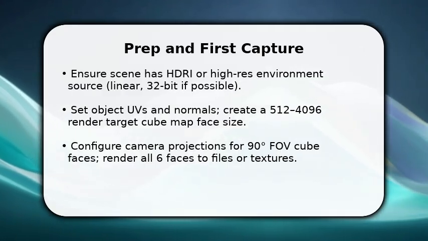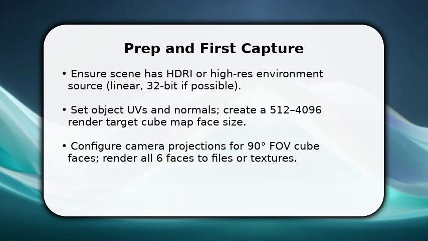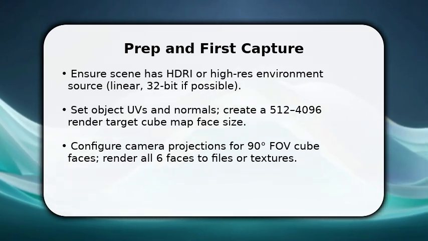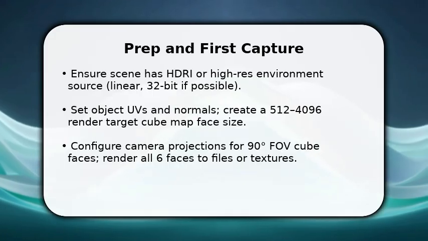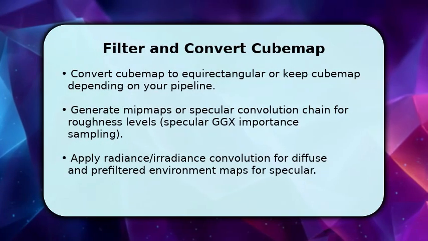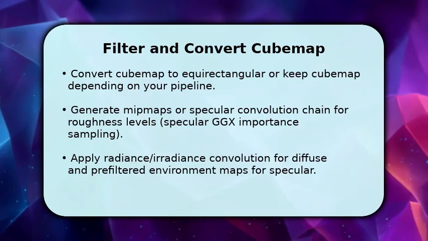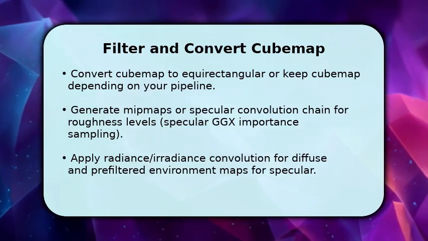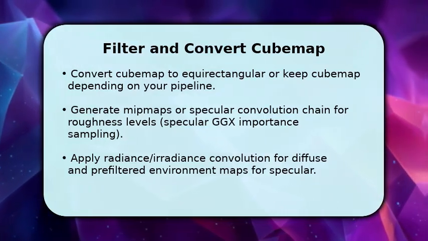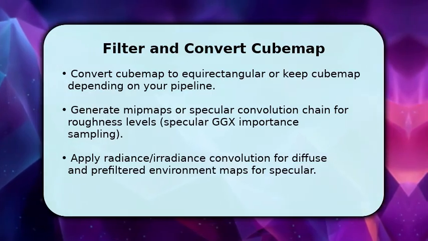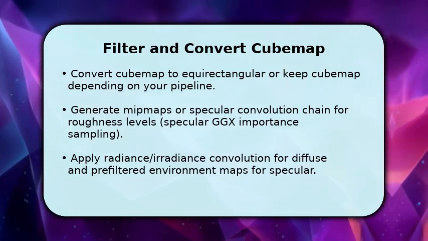Make sure faces align and store them as float textures so you retain highlights for later processing. Once you have the raw cubemap, process it to support material roughness. Generate a prefiltered specular MIP chain by convolving the cubemap for increasing roughness levels. This creates blurred versions you'll sample by roughness.